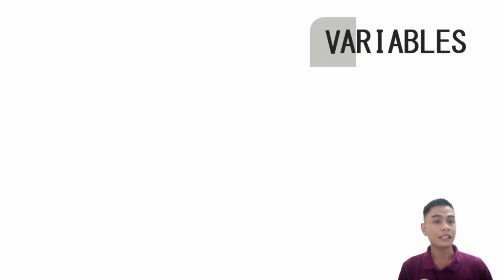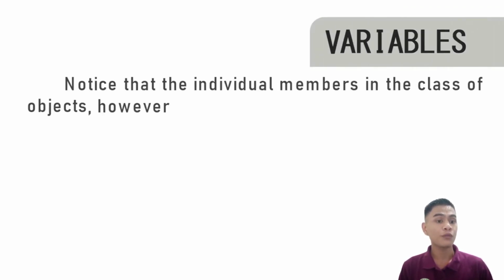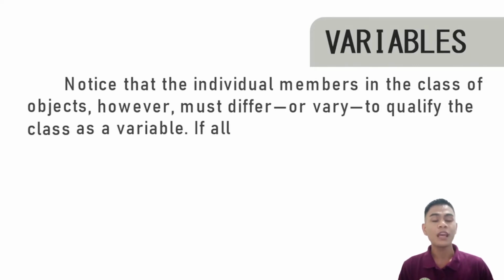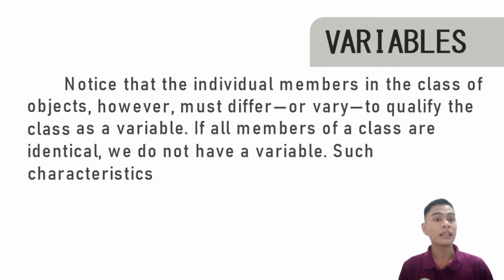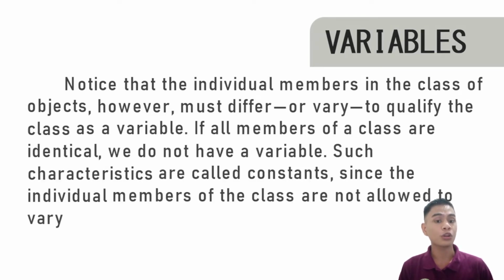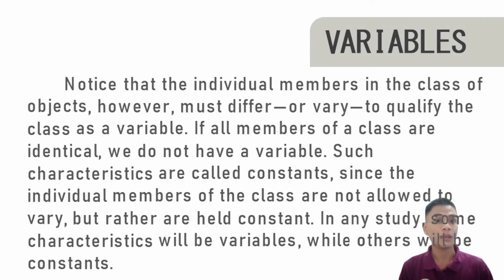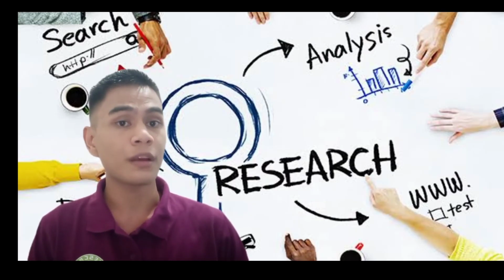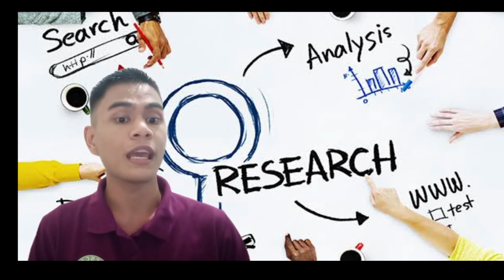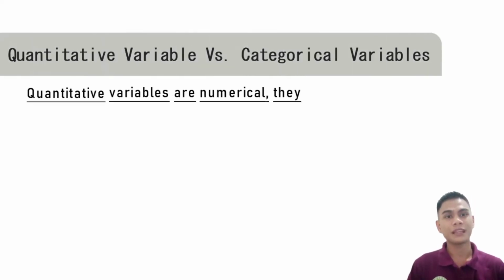Notice that individual members in this class of objects, however, must differ or vary to qualify the class as a variable. If all the members of the class are identical, we do not have a variable. Such characteristics are called constants, since the individual members of the class are not allowed to vary, but rather are held constant. In any study, some characteristics will be variables, while the others will be constant. Researchers choose certain variables to investigate because they suspect that these variables are somehow related and believe that discovering the nature of these relationships, if possible, can help us make more sense out of the real world in which we live. Now let's proceed with the types of variables.